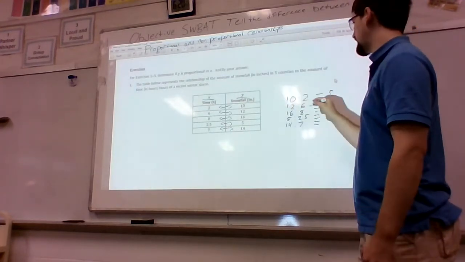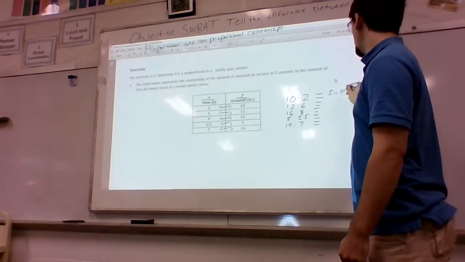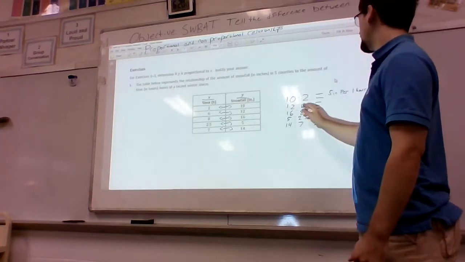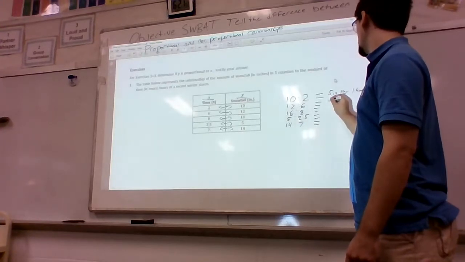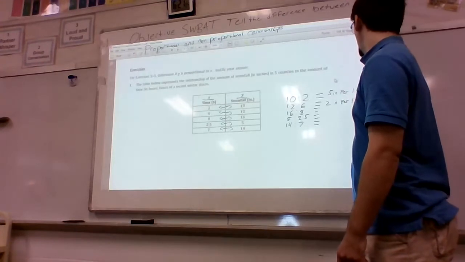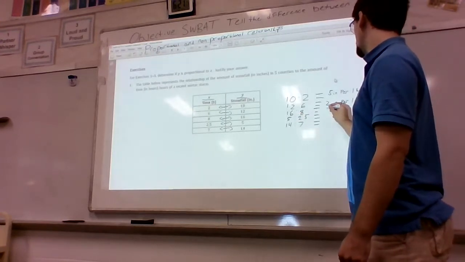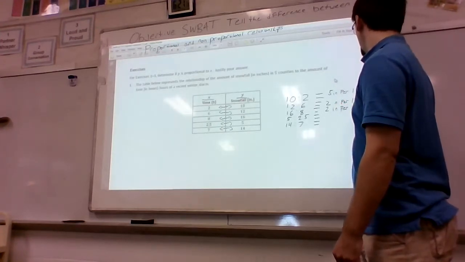Let's write out what this means. 5 inches per 1 hour. Next one. 12 divided by 6: 2 inches per 1 hour. Let's do this one. 16 divided by 8: 2 inches per 1 hour.